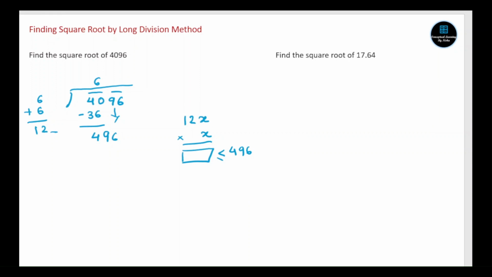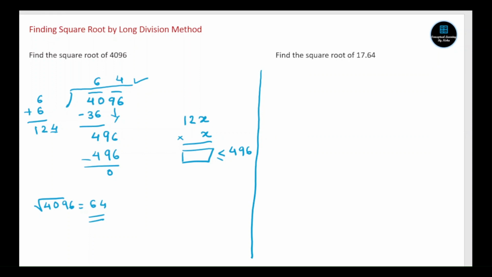We know that. I'll just try with 4, and if I make it 124 times 4, I'll get 496. So I'll get 0 remainder and 64. Whatever is here is the square root of this. So I can say the square root of 4096 is 64. Alright, as I am talking about the positive square root, I am writing the positive number.